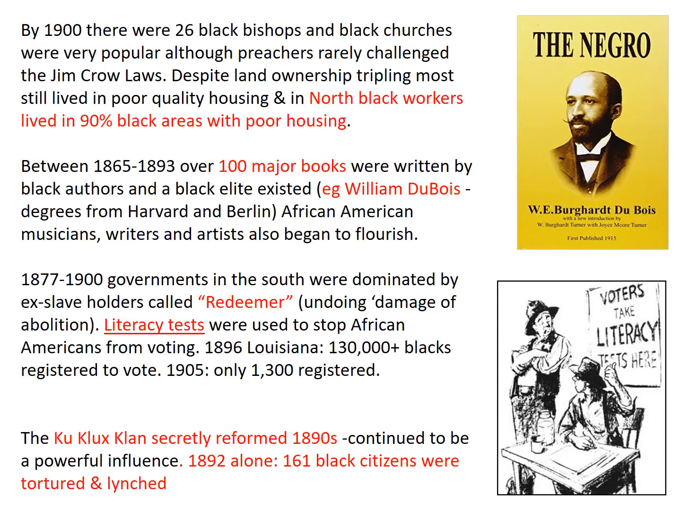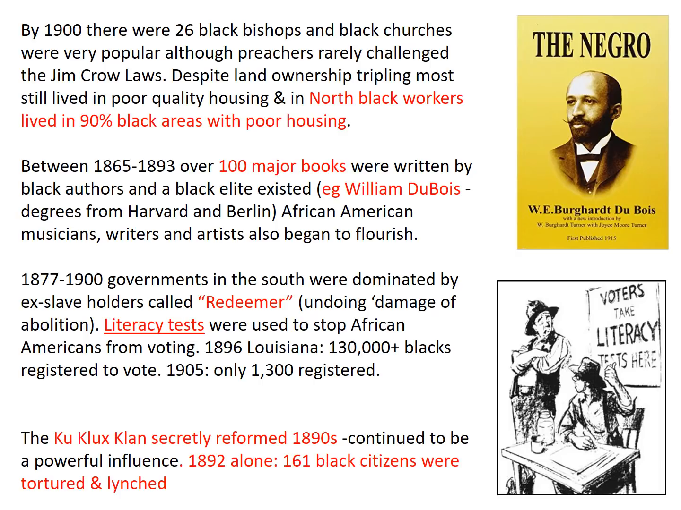There's African Americans who flourish as musicians and writers and artists, but again, they still face the same sort of discrimination. And meanwhile, in the South, these redeemer governments, controlled by former slaveholders, do everything to keep the African Americans from power. So we get the literacy test being brought in. An example of this in Louisiana, we go from 130,000 blacks registered to vote in 1896.